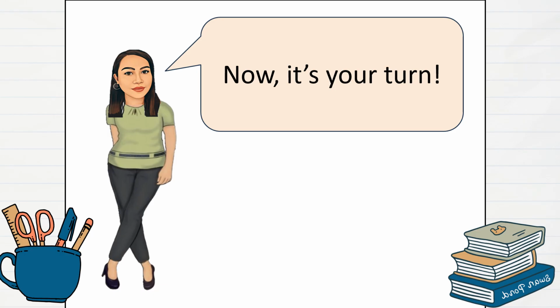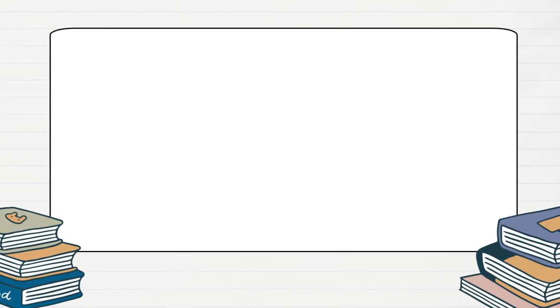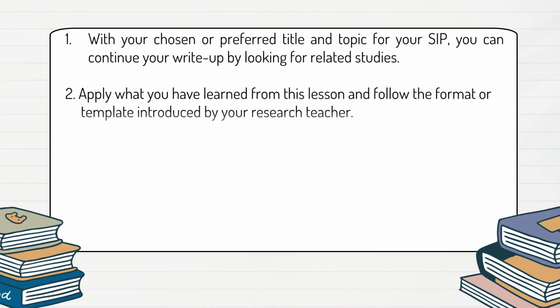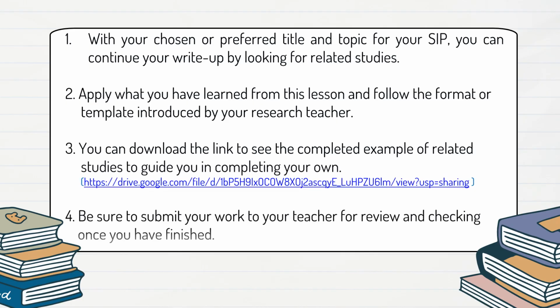Now it's your turn. Let's explore. 1. With your chosen or preferred title and topic for your SIP, you can continue your write-up by looking for related studies. 2. Apply what you have learned from this lesson and follow the format or template introduced by your research teacher. 3. You can download the link to see the completed example of related studies to guide you in completing your own. 4. Be sure to submit your work to your teacher for review and checking once you have finished.